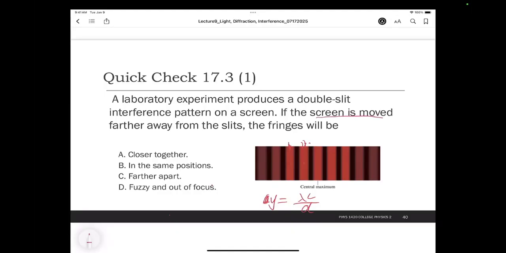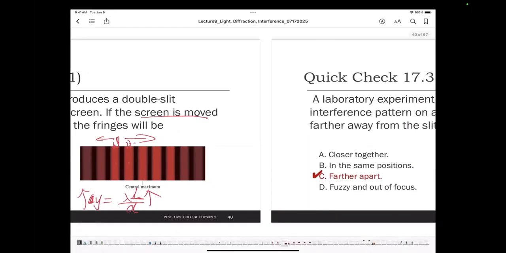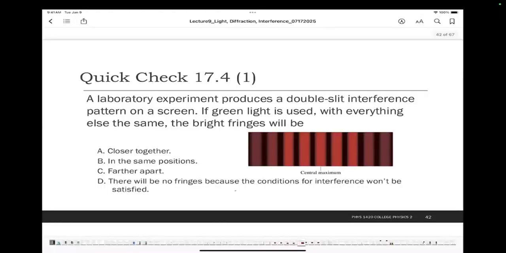But the screen is moving further away, which means L becomes bigger, am I right? So this delta y should increase. So it will be further apart, not closer. This y will become bigger. Does it make sense to you? Yeah, it's further apart. Okay, let's talk about this question.